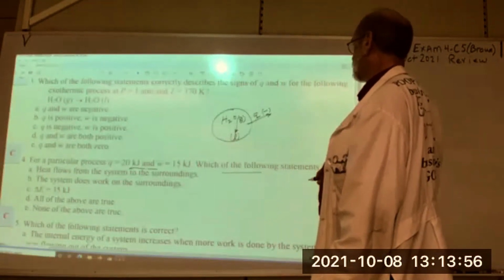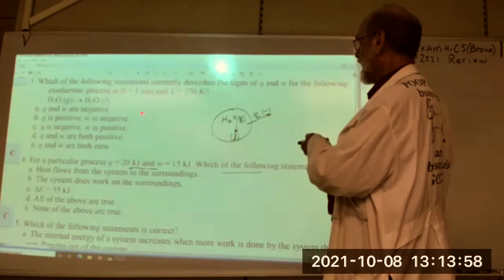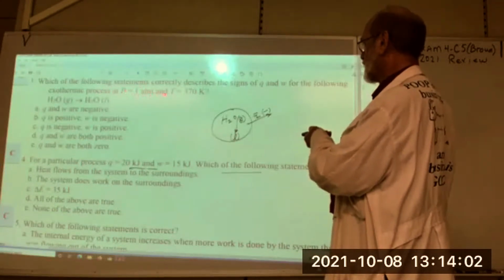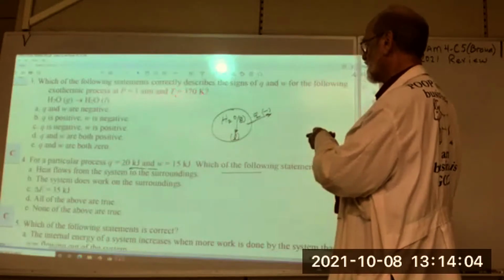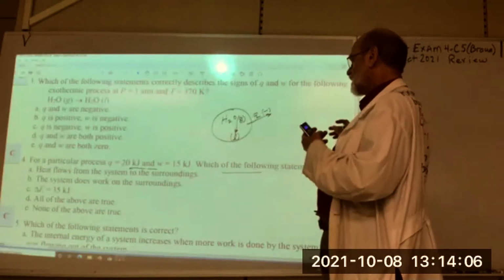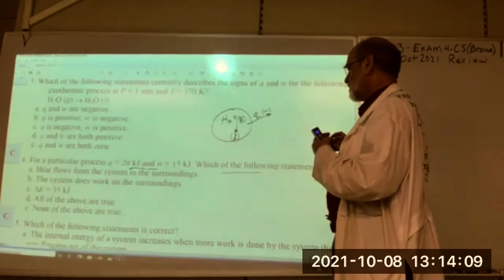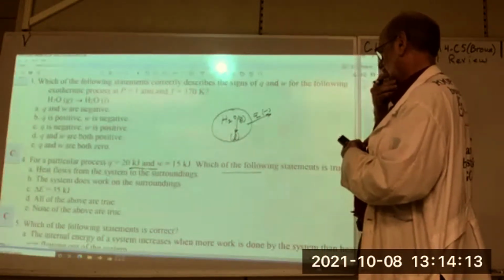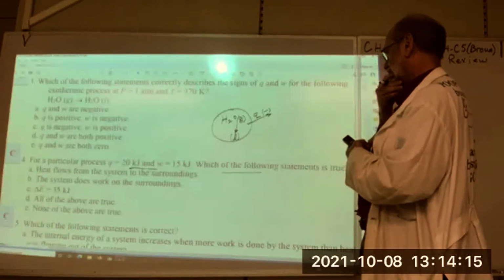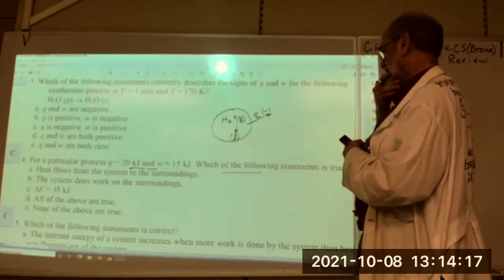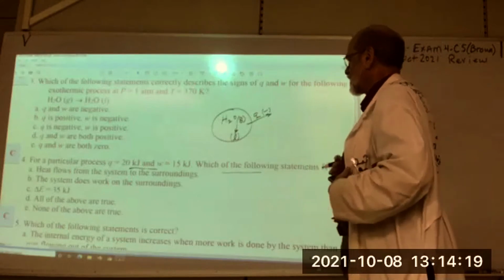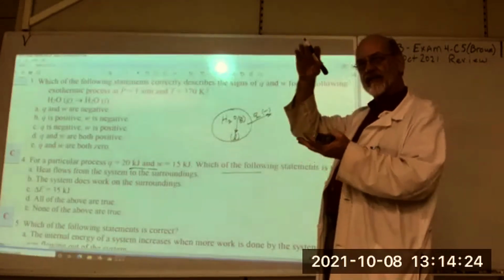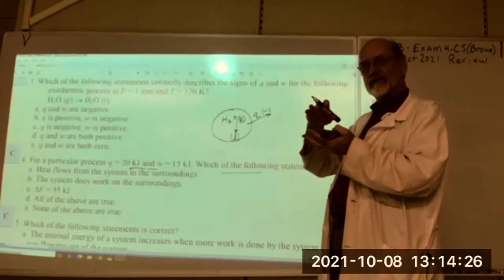And the pressure is constant at 1 atmosphere and temperature is constant at 370. So if the pressure is constant, how do you keep the pressure constant on a gas that's condensing? You've got to allow the volume to decrease, don't you?